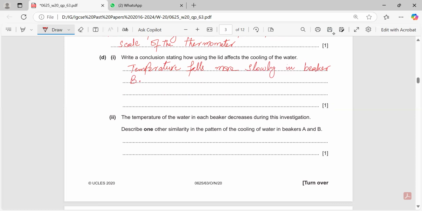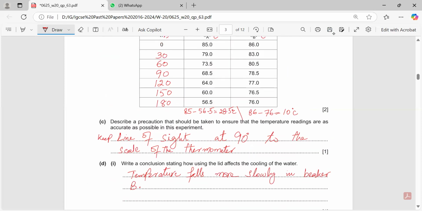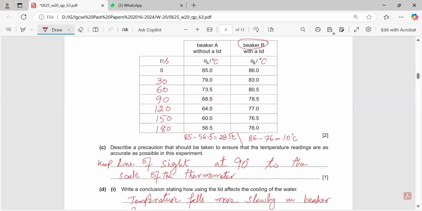The temperature of water in each beaker decreases during this investigation. Describe one other similarity in the pattern of cooling of water in beaker A and B. One more pattern is there, and that is a bit tricky question now. See, let me say in the first 90 seconds, temperature fall here is almost 17.5, and then in the next 90 seconds, it is only 12.